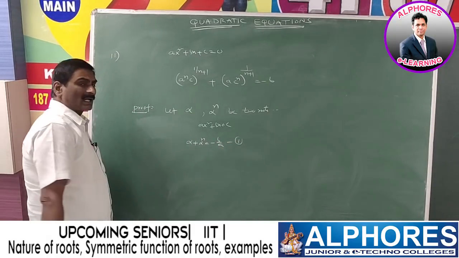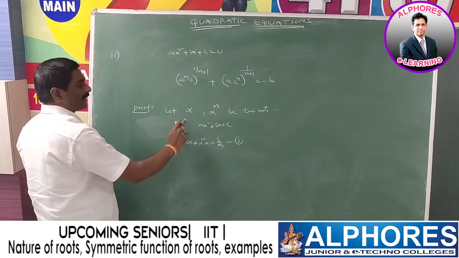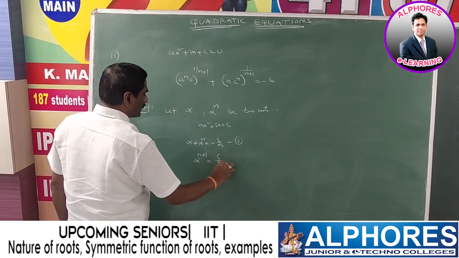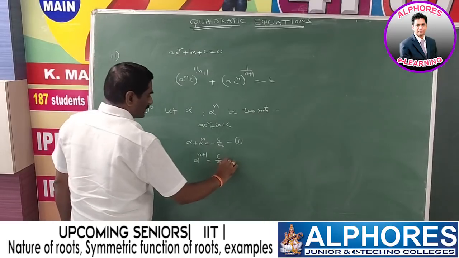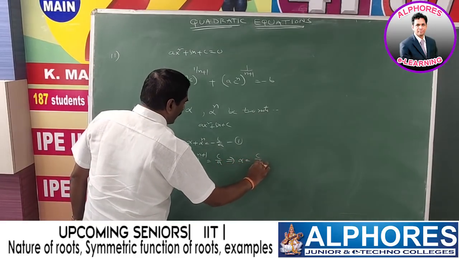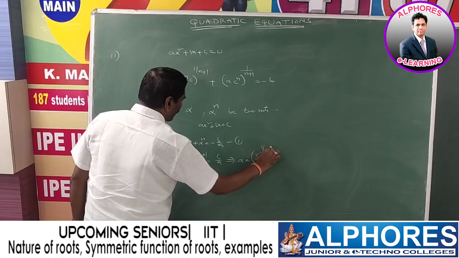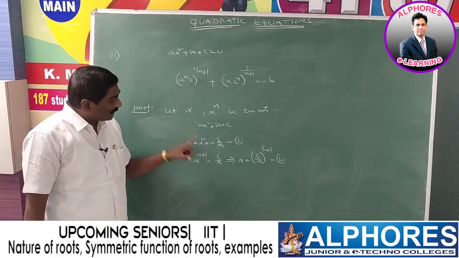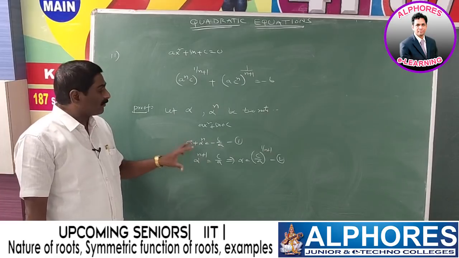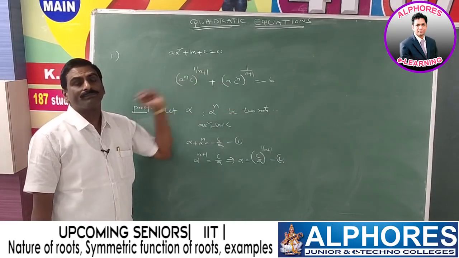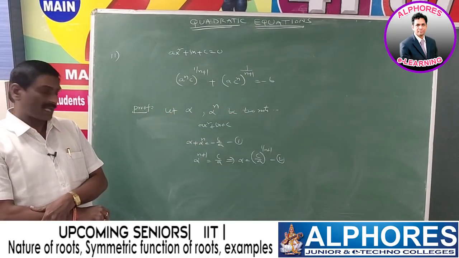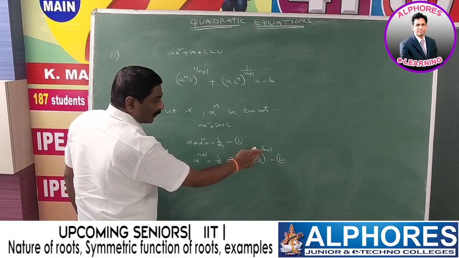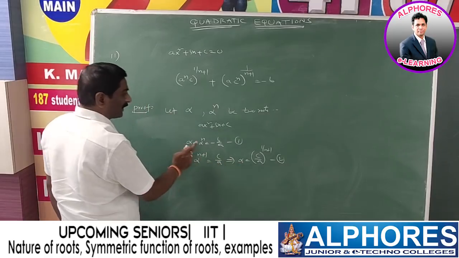And the product of the roots alpha beta is equal to c by a. Alpha beta means alpha into alpha power n. That means alpha power n plus 1 is equal to c by a. That means alpha is equal to c by a whole power 1 by n plus 1. In these two equations, if we eliminate alpha, then we find the relation between a, b, c. From equation 2, alpha is equal to c by a whole power 1 by n plus 1. So, substitute this value in equation 1.